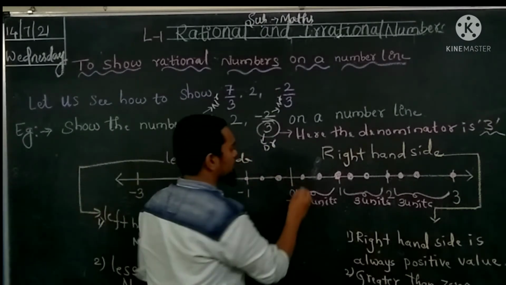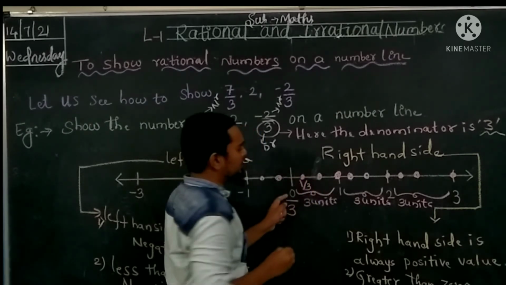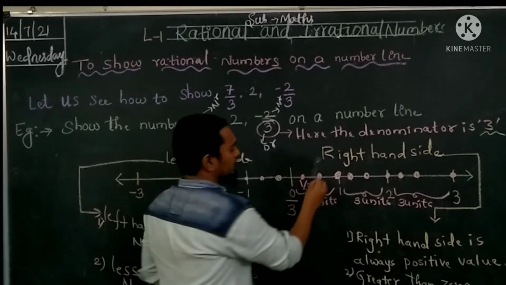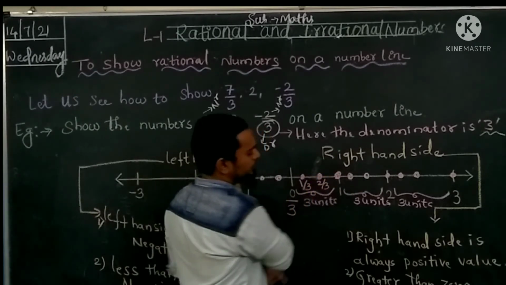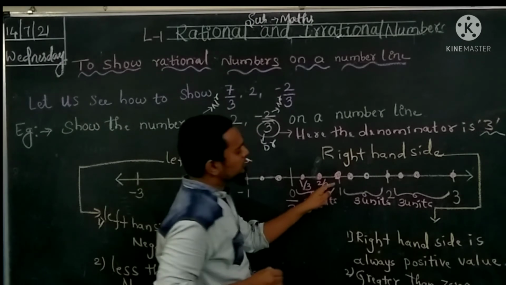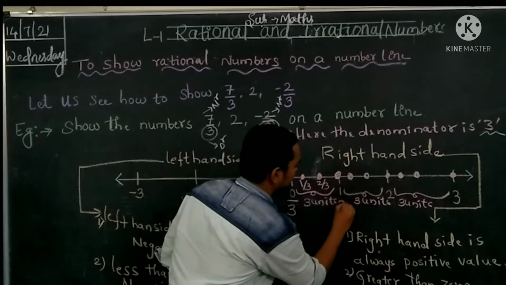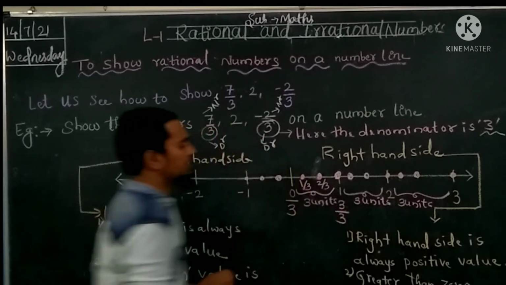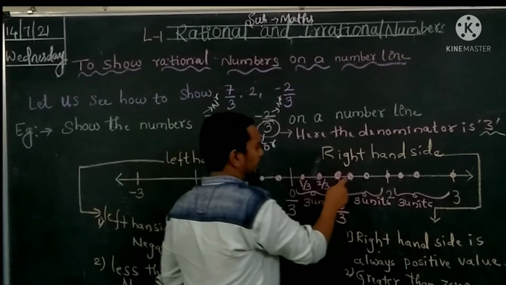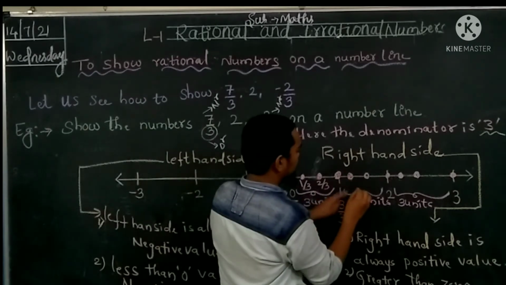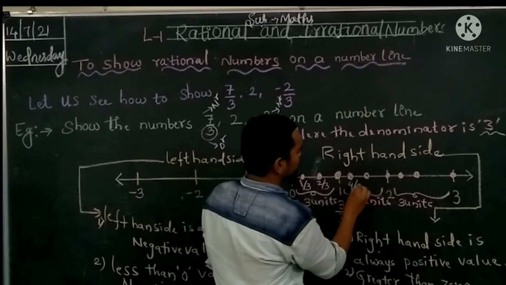Okay. Next, here also. Here 1 means 1 upon 3. 1 unit means 1 upon 3 units. Here 2 units means 2 upon 3 units. Here 3 means 3 upon 3, which means 1 unit.